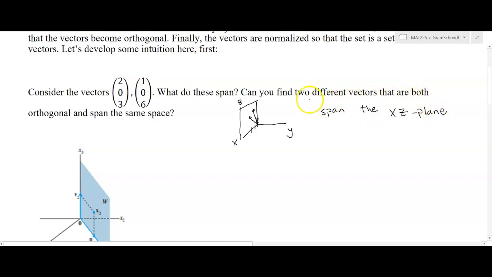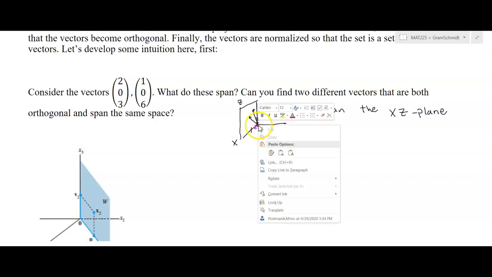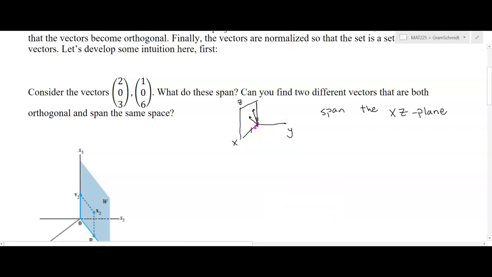Okay, now can you find two different vectors that are both orthogonal and span the same space? Well, absolutely. The simplest vectors that I can think of are one that is perfectly along the x-axis here, and then one that goes up along the z-axis right here. And so basically, inside of this plane, let me just draw this as if we were looking at it in this direction.